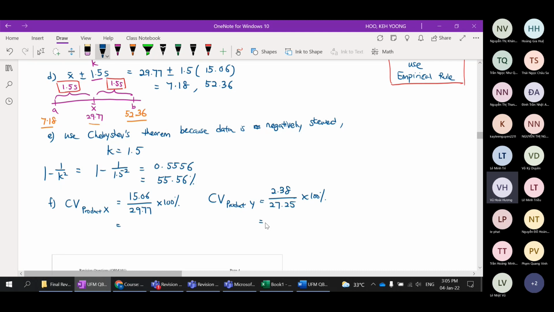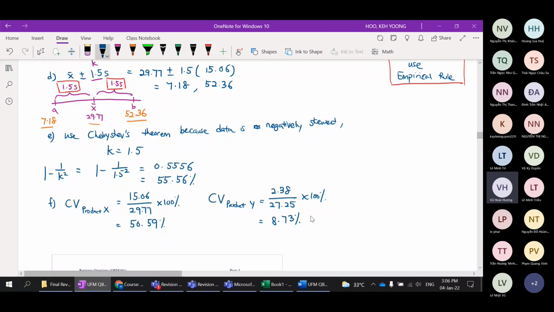Okay, so let's calculate out this answer. For product X, the coefficient of variation is 50.59. Oh, quite high. Product Y is just 8.73%. Okay, very huge difference.